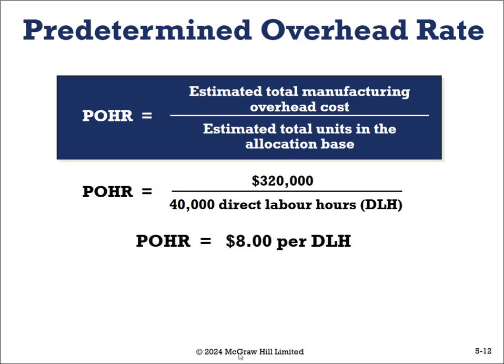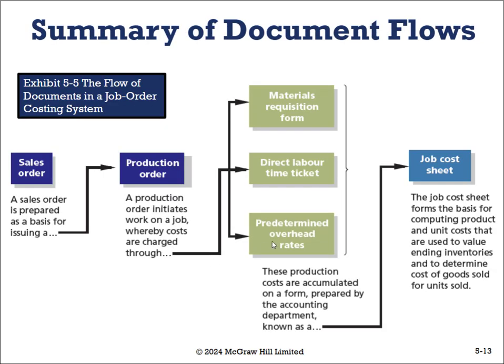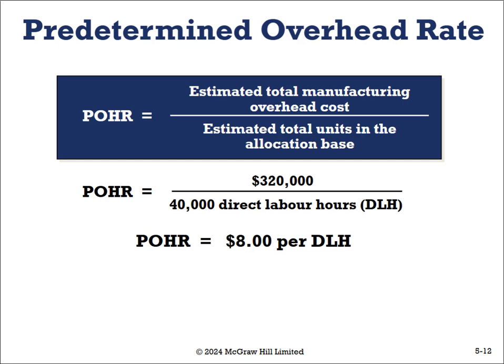So if we look at another example where we've estimated that we're going to have total manufacturing overhead costs of $320,000, and we estimate a total of 40,000 direct labor hours, that means our predetermined overhead rate would be $8 per hour. And then if we had, say, for example, 27 direct labor hours charged to job 24567, then what would our total overhead applied to that job be?